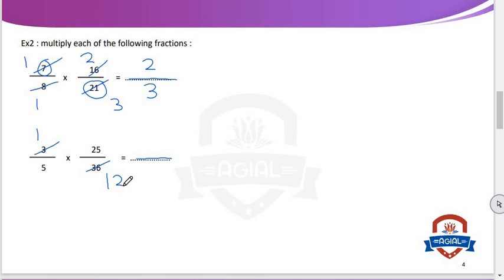Okay, 5 and 25. What is the common factor between them? Yes, well done. 5. 5 divided by 5 equal 1. 25 divided by 5 equal what? 5. Super. After you find all common factors between numerator and denominator, you can multiply their numerators and multiply their denominators. 1 multiply 5 equal what? Excellent, equal 5. And 1 multiply 12 equal what? Equal 12. So the result equal 5 over 12. Is this easy?